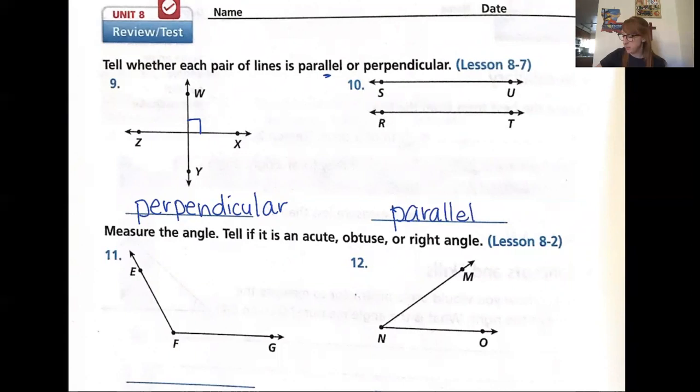Because the distance between these 2 lines here and here remains the same. They are never, ever going to touch. And then here we've created right angles all the way around.